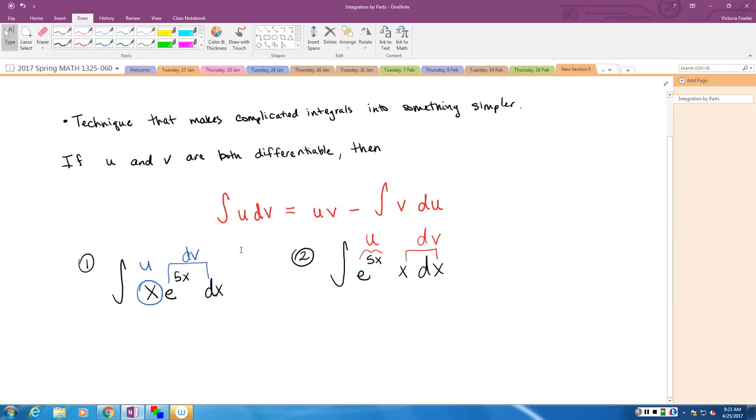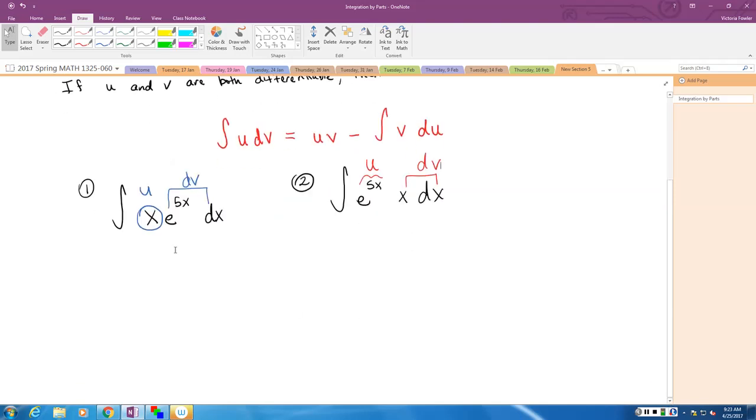Okay, but we're not there yet. So right now, all I'm saying is that we're going to look at this. We're going to call one of them u and one of them dv, and you guys can clearly see there's two options because I have two functions here. I have an x and I have an e to the 5x. Okay, so just kind of trust for a minute. Let's try choice 1.